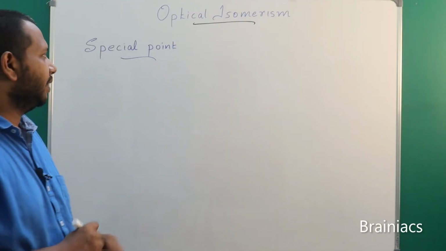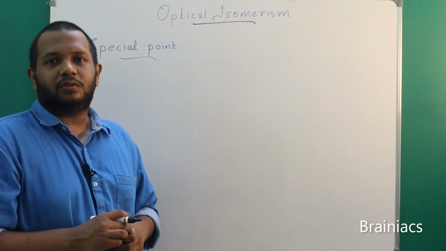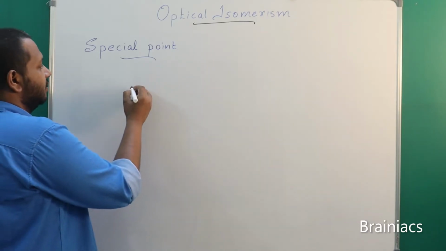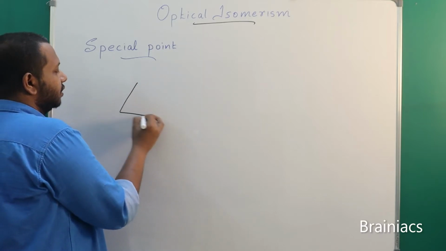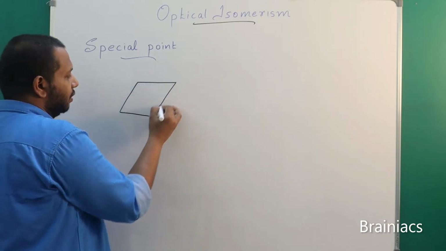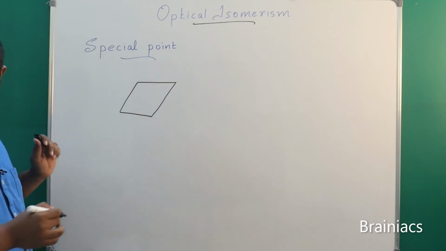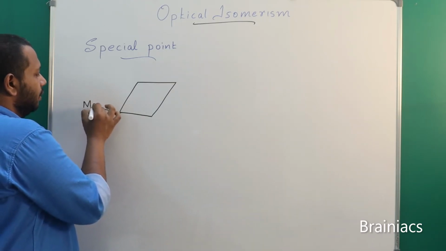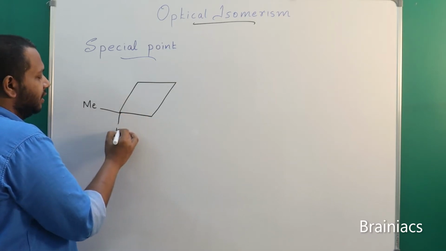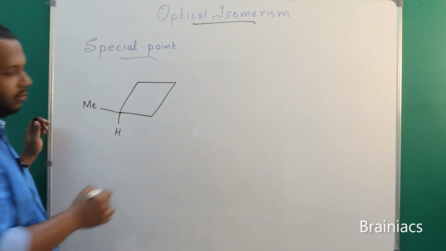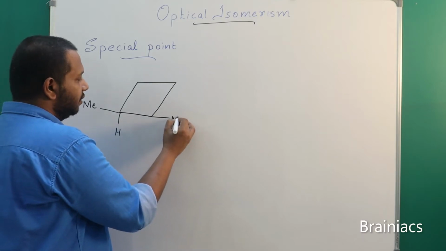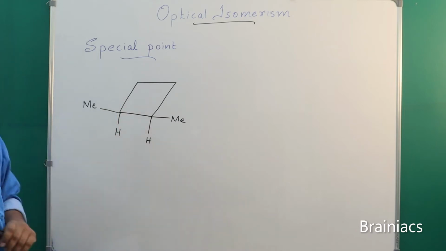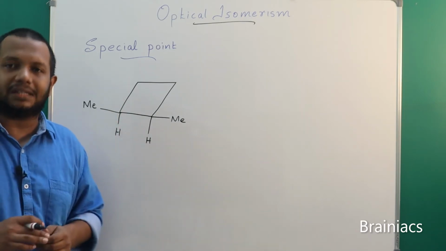Okay, so we were learning optical isomerism until now. So we have some special points here. Suppose you are given a structure like this. Okay, so you could see the structure. We know it's a cyclobutane, but here you have a methyl group, and there are three, so one should be hydrogen, and in the other one also you have a methyl group like this and hydrogen. Now the question here is whether this given molecule is optically active or not.